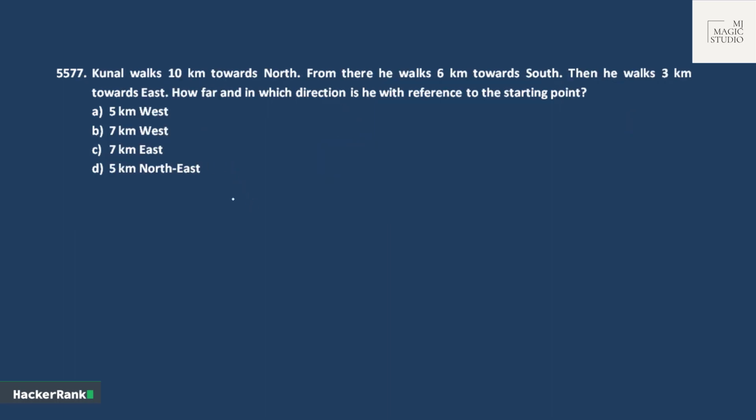Okay, again from distance and direction, we know north, south, west, east. Kunal walks 10 kilometers towards north. This is the starting point. From there he walks 6 kilometers towards south. Again he comes back south. Then he walks 3 kilometers towards east, to my right. How far and in which direction is he with reference to the starting point?